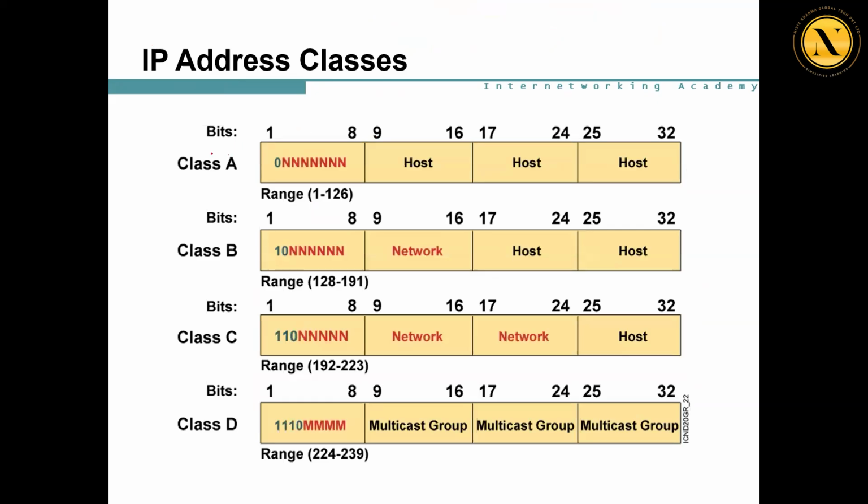Now, we have class A and class B and class C and class D and of course class E also. But we only use A, B, and C. We never use class D. What's the range of class A? 1 to 126, right?